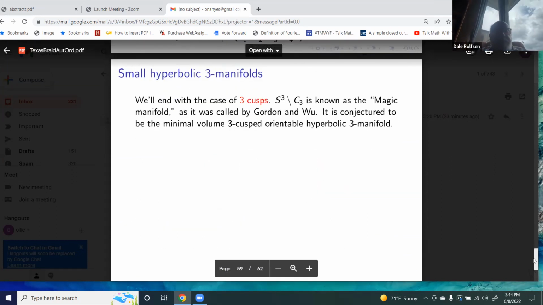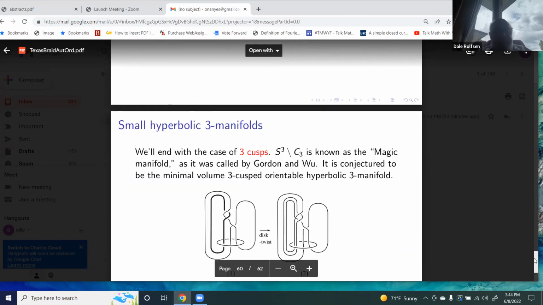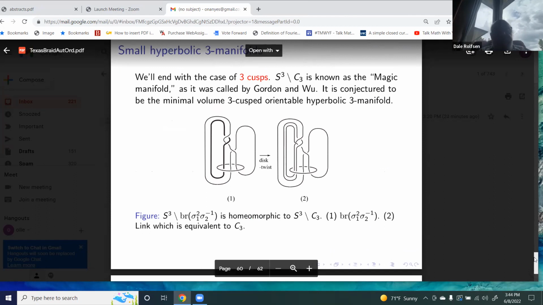Now I'm going to end with a 3 cusp case. S3 minus that 3 chain is what Cameron Gordon and his co-author Wu called the magic manifold, because it has some wonderful properties. It's conjectured to be the minimal volume 3 cusp orientable hyperbolic 3-manifold. Now, I don't know if that's biorderable or not.